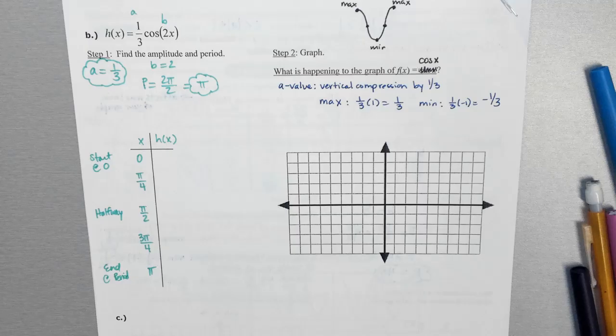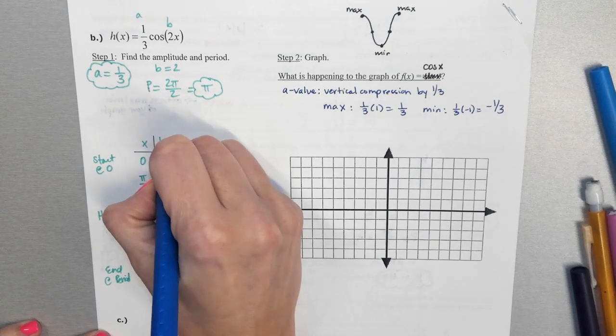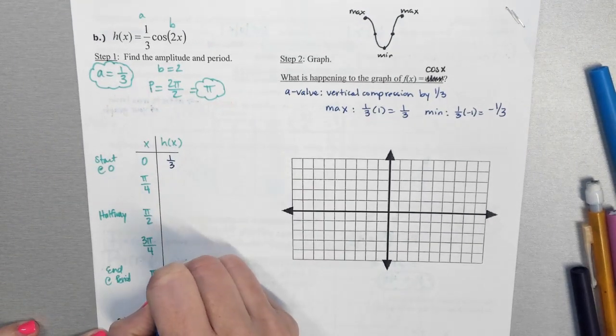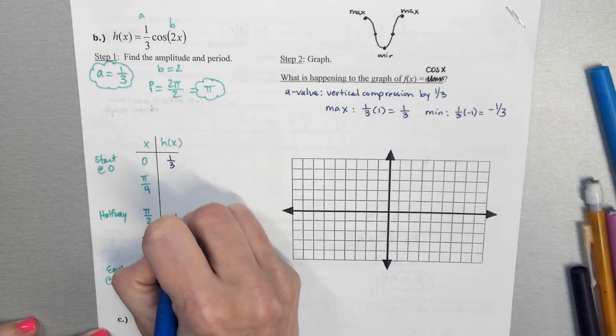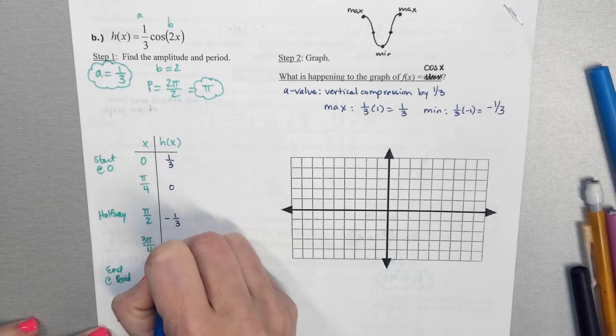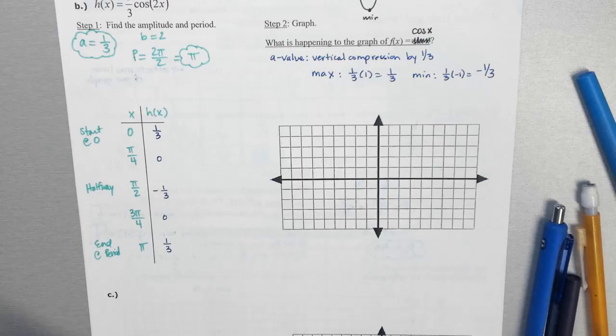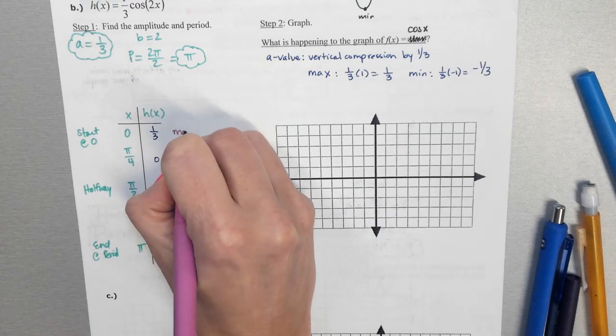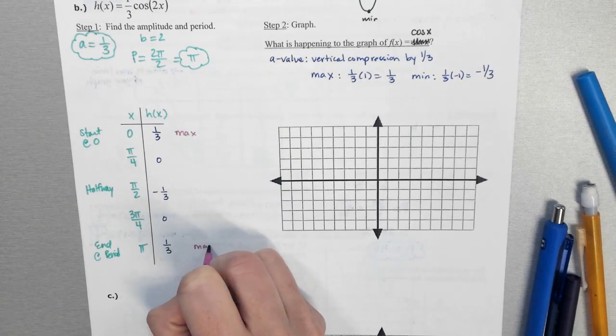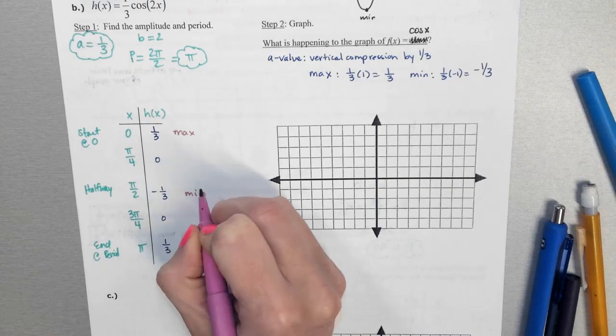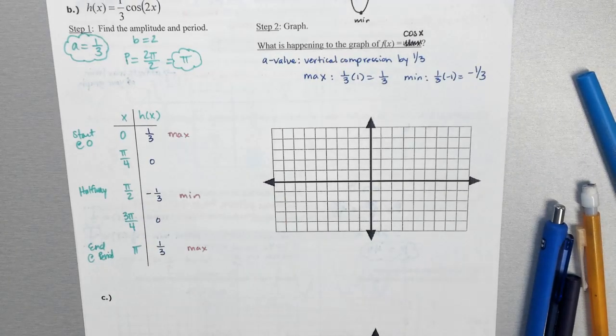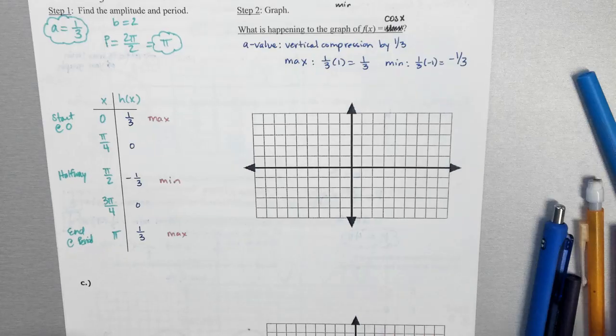You should have your max at the start and your max at the end. Your halfway is the min, and then you have 0 and 0. Okay, so remember, you have your max at the start and the end, you have your min halfway, and then halfway between those, you're reaching your intercepts.